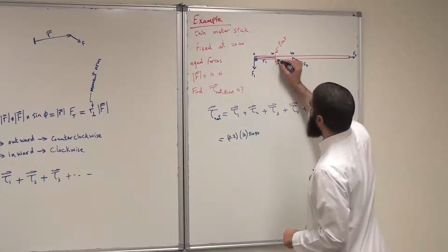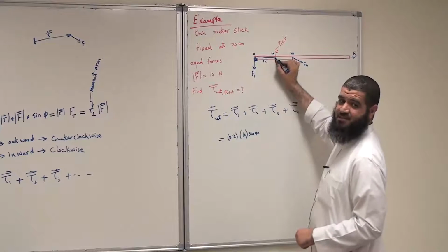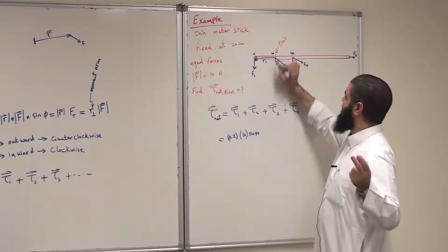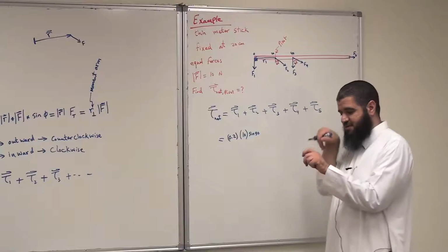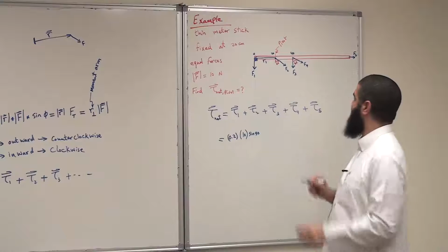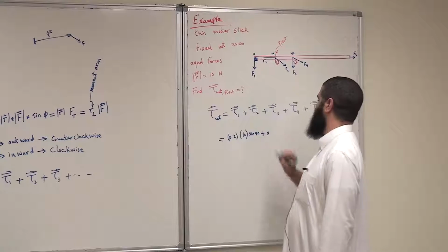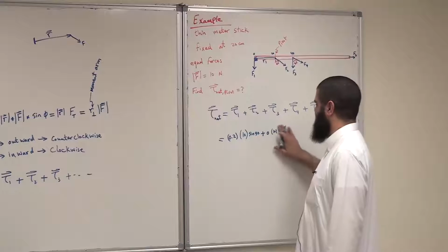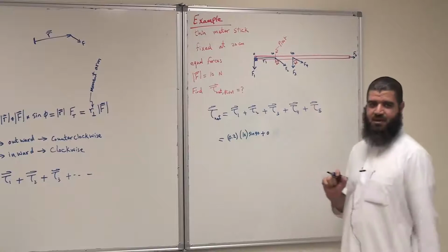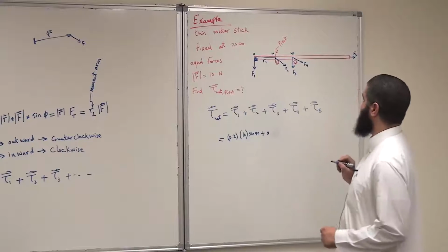F2 is exactly acting at the pivot. So what is the R here? Correct, your guess is correct. It is equal to 0, because the force is exactly acting at the pivot point. So this is plus 0. R is 0 multiplied by the force, which is 10. So this is 0, because R is 0.